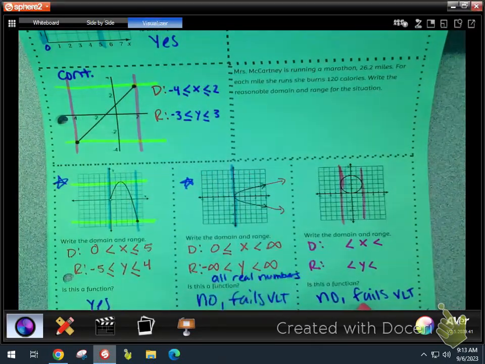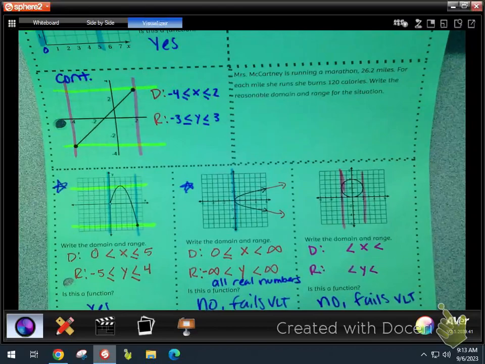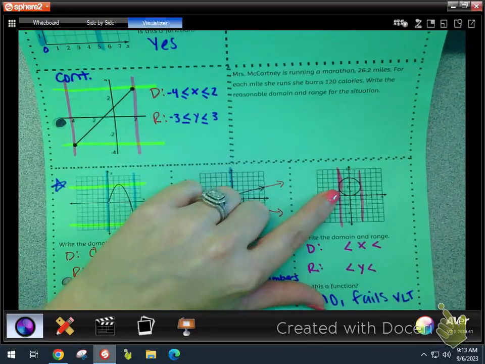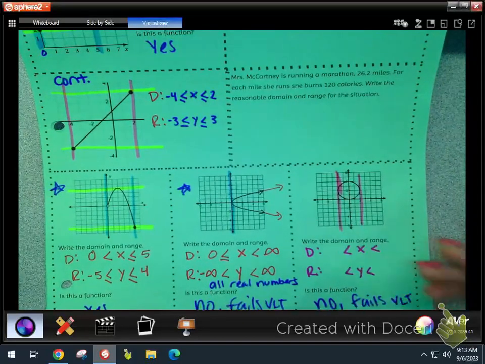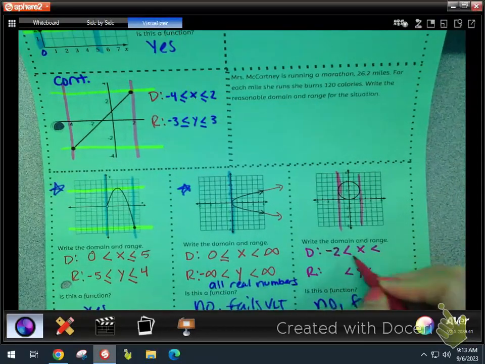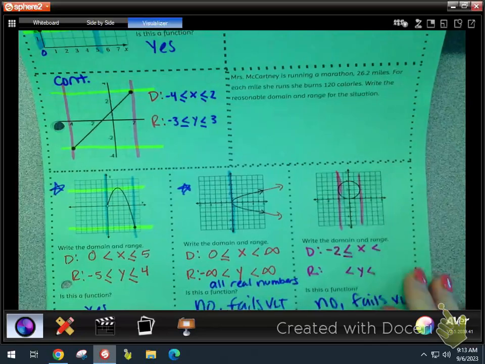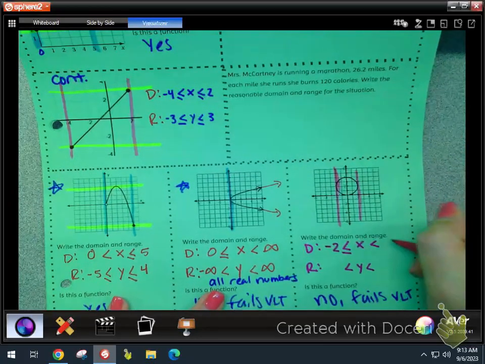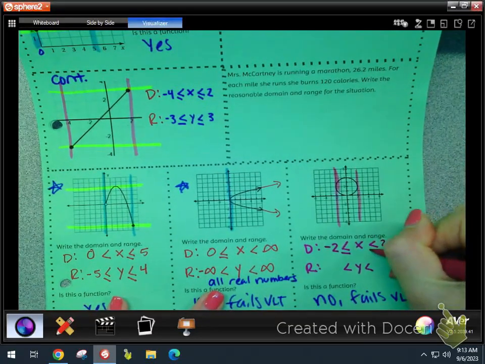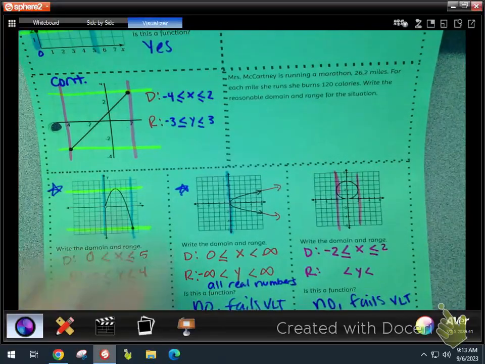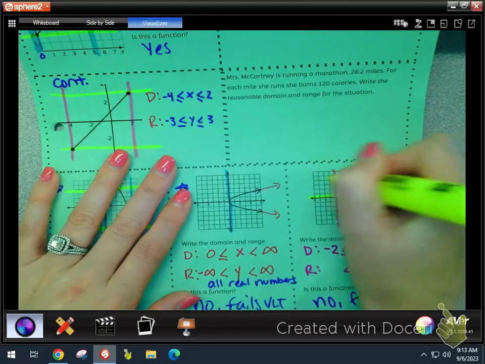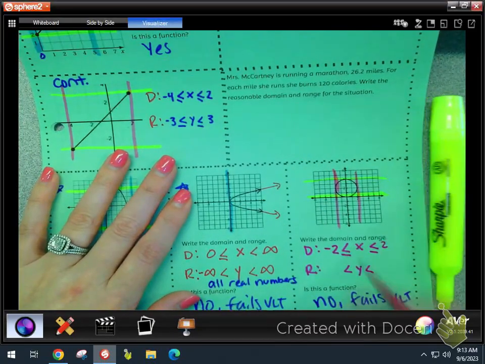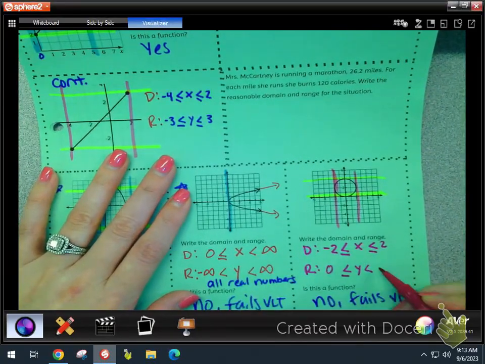Looks like you guys are getting some answers here. So our domain, again, I put my boundaries in for my left and my right. What's my leftmost x value? Negative 2. And again, we assume that the graph is touching, so it equals there. What about my rightmost x value? 2. And again, assume that it equals there. What about range? Y values. It's the bottom. 0, 2, 4. And then these both equal.